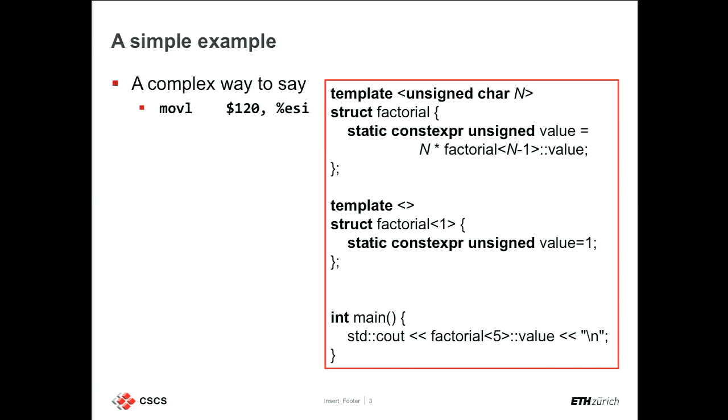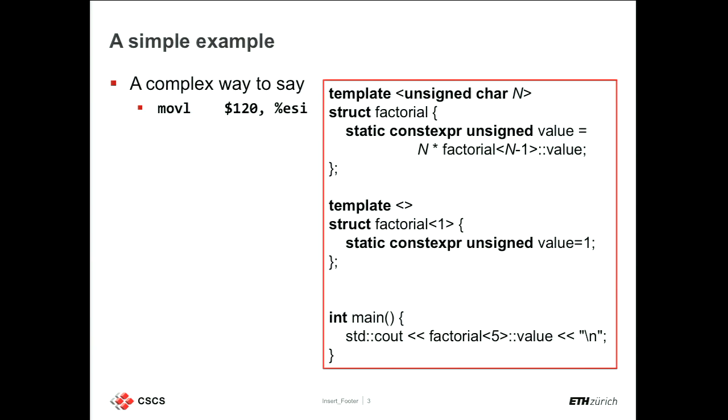Basically, I take this number, I use it here, and I use n minus 1, Factorial n minus 1 colon colon value, and I instantiate another Factorial with this number. Then I instantiate another Factorial with n minus 2, n minus 3, until I get to the specialization here. Remember, the specialization is searched every time you instantiate the template. So when I do 5, for instance, I have 5 times Factorial of 4.